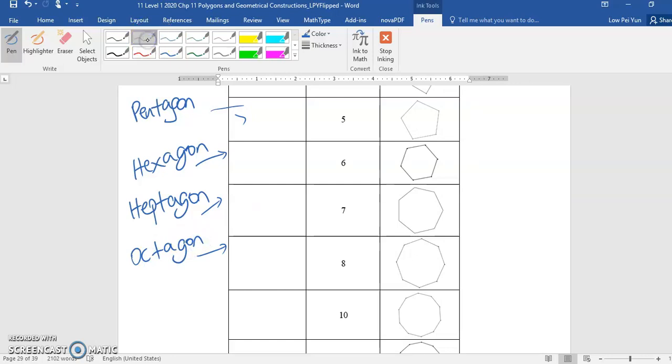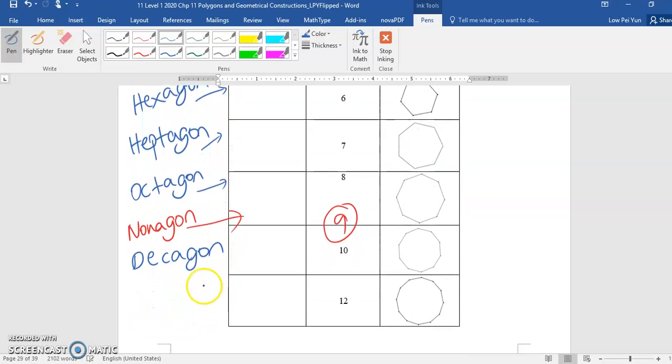Now I'd like you to squeeze in one more. Nine-sided is called the nonagon. N, just like the number 9. And then number 10, just like a decade, this is a decagon. And then 11, you can go find out on your own. The last one is 12-sided, which you won't see very often, but it's good to know, is the dodecagon.